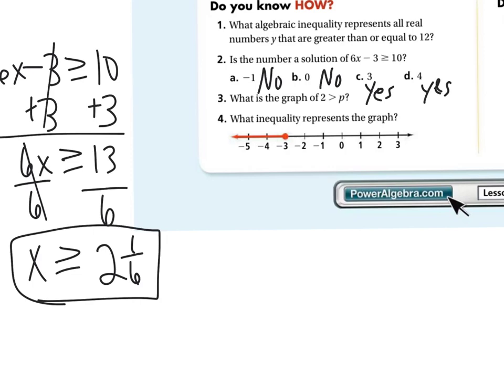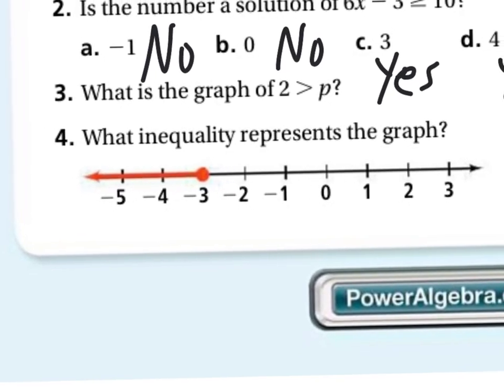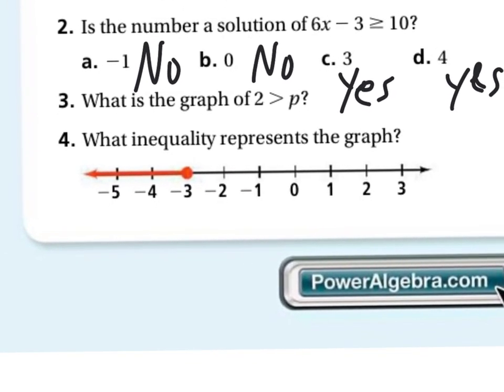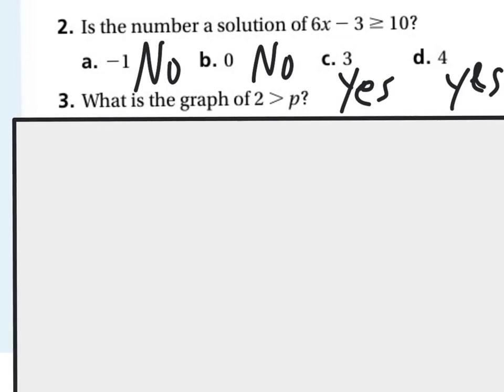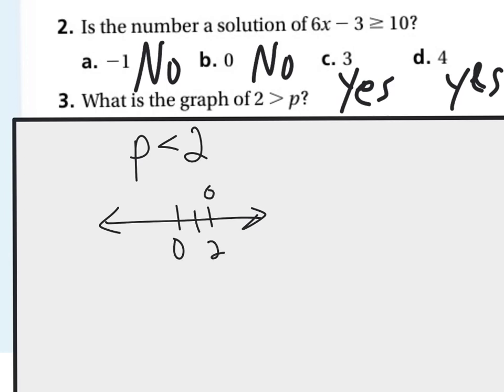Number 3, just remember if you're going to graph that, you would probably want to switch that around first. Have the variable on the left side, it's going to be easier for you to graph it. At least for me it is. So that opens towards the 2, so that's the same as p is less than 2. So less than 2 doesn't include 2, so open circle. And numbers less than 2 go to the left.